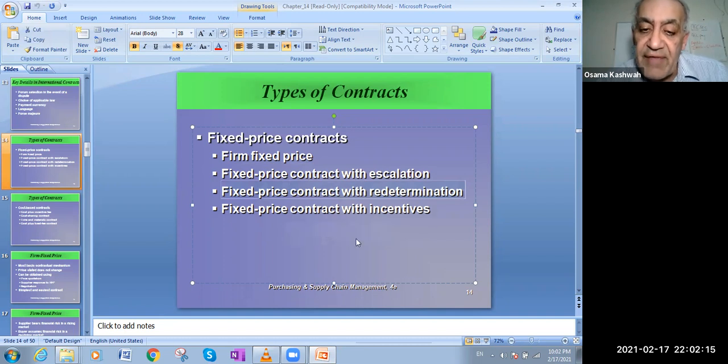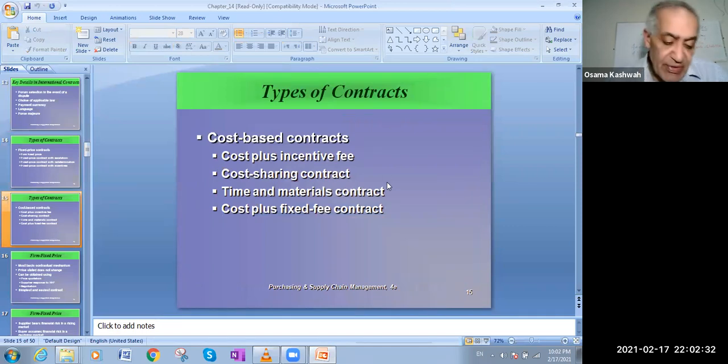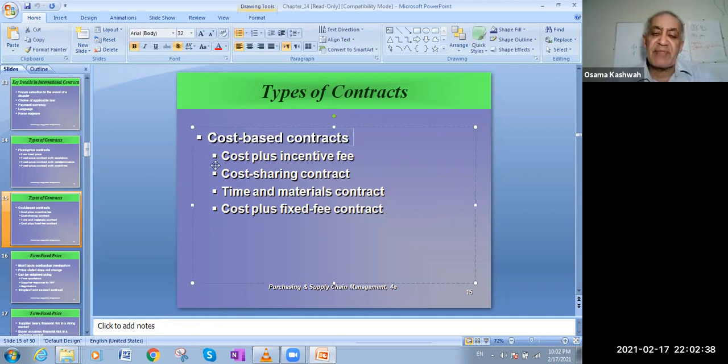and fixed price contracts with incentives, bonuses. If you buy, for example, 10,000 units, I will give you a 2% discount. If you buy 20,000 units, I will give you a 3% discount, and so on. Still in the types of contracts, on page 15, we have cost-based contracts, which means the contract is based on the costs: cost plus incentive fees, cost-sharing contracts, time and material contracts, and cost plus fixed fee contracts. All those are types of contracts which we have to know about.